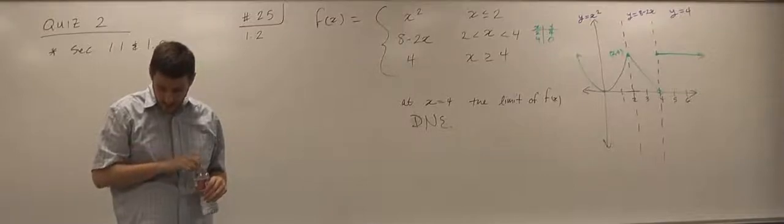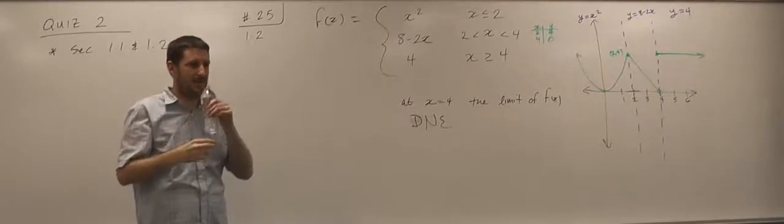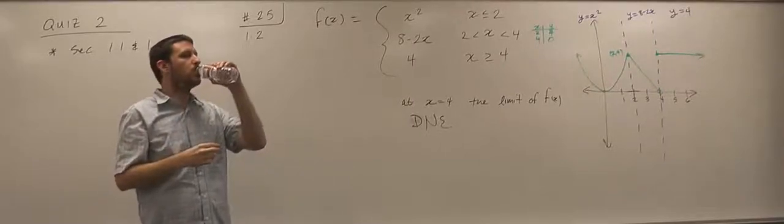Ooh, I like 27. Quick questions about this though. Yes? I got lost a little bit on the 4, 0. Why is it 4, 0?